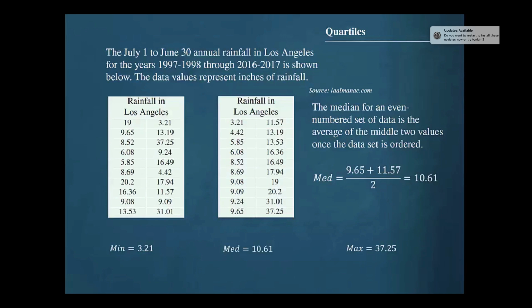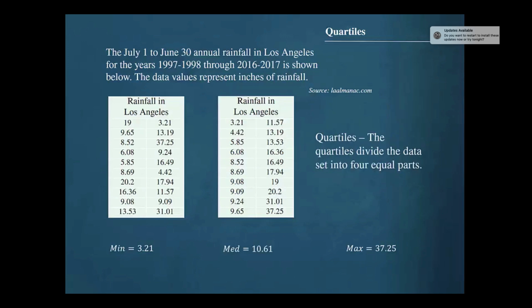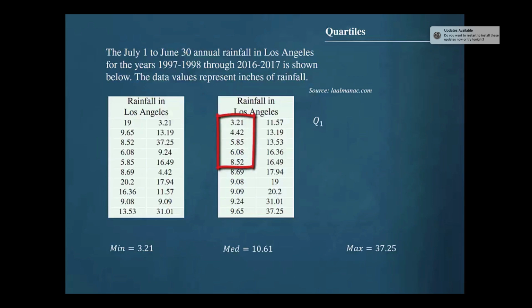Let's continue our analysis of this dataset by finding the quartiles. The quartiles divide the dataset into 4 equal parts. The first quartile, which is abbreviated Q sub 1, separates the bottom 25% of the dataset from the top 75%. The second quartile separates the bottom 50% and the top 50%. This is also known as the median for the dataset. The third quartile separates the bottom 75% from the top 25%.